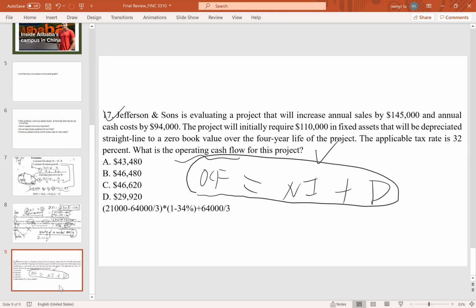Jefferson and Sons is evaluating a project. This project will increase the annual sales by $145,000, and also the annual cash cost is $94,000. The project will initially require 110,000 in fixed assets, and this will be depreciated over the 4-year life of the project. And the applicable tax rate is 32%. What's the operating cash flow for this project?